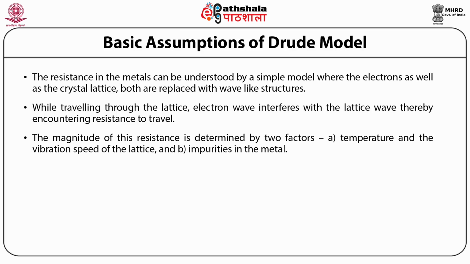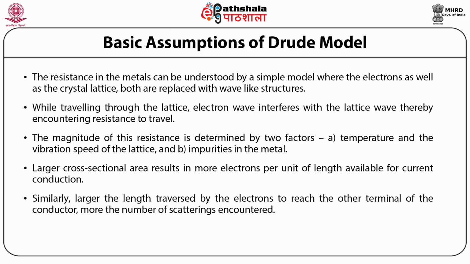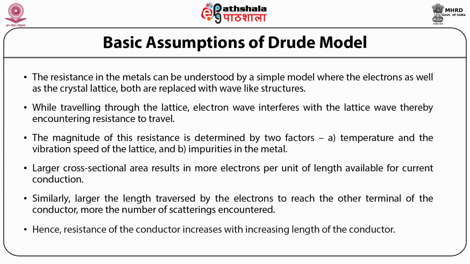The magnitude of this resistance is determined by two factors: A. Temperature and vibration speed of the lattice, and B. Impurities in the metal. Larger cross-sectional areas result in more electrons per unit of length available for current conduction. Thus, thicker conductors exhibit lower resistance. Similarly, the larger the length traversed by the electron to reach the other terminal of the conductor, the more scattering is encountered. Hence, the resistance of the conductor increases with increasing length of the conductor.